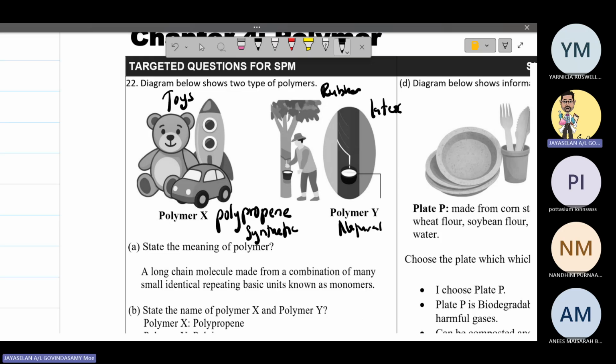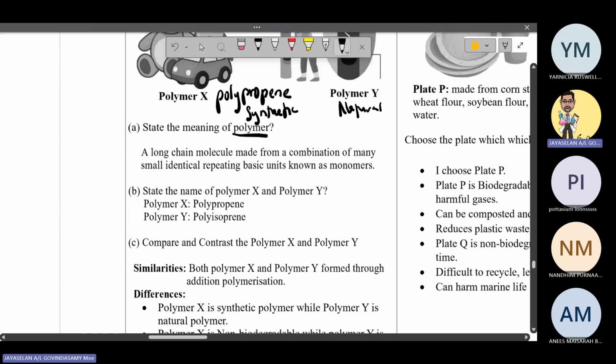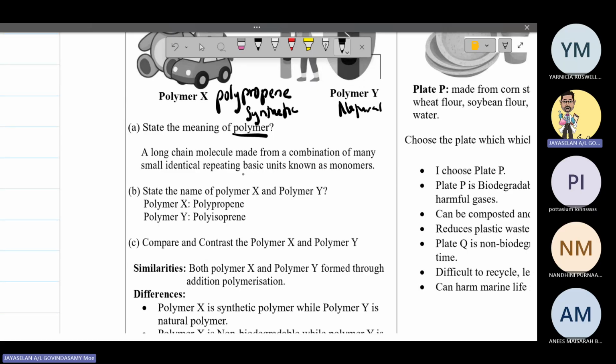A question like this has not come out in the exam before, so you all must know. They will ask what is meant by polymer: a long chain molecule that is made from a combination of many small identical repeating basic units. Enough until here. You already score 1 mark.